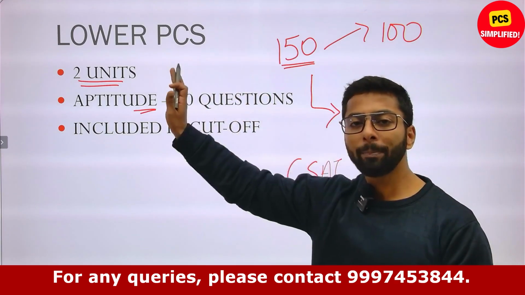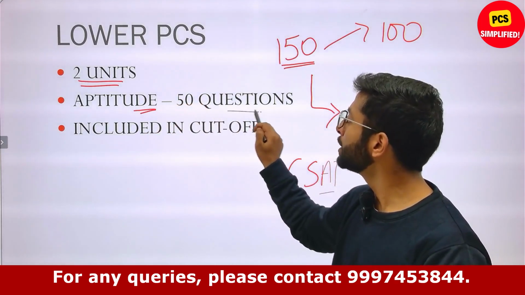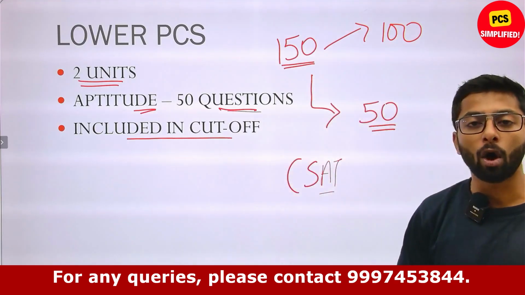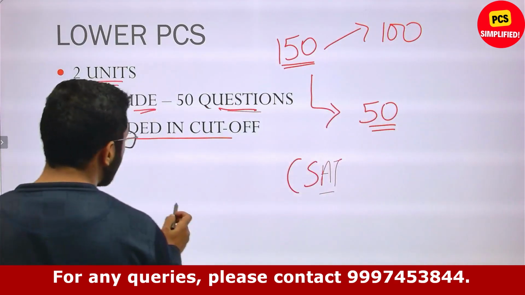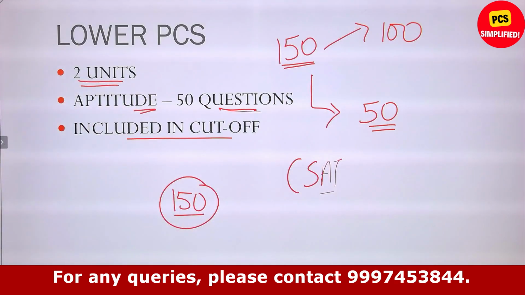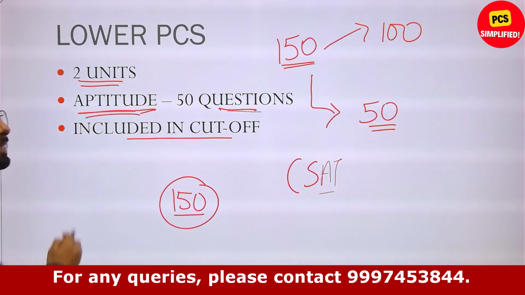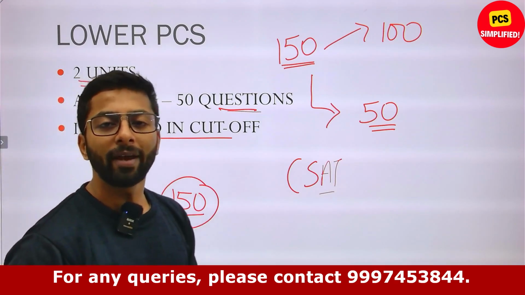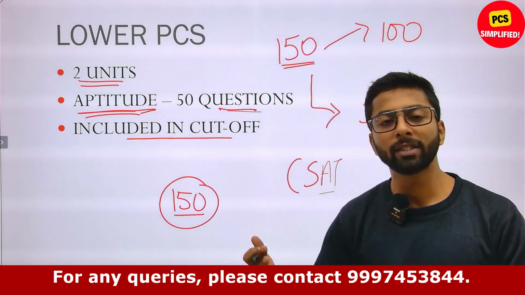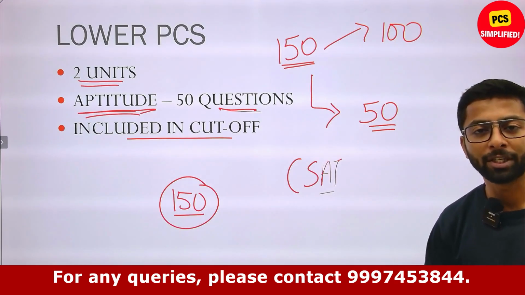However, in the lower PCS examination, the 50 aptitude questions are included in the cut off. That means your total cut off will be out of 150 itself, and in that particular cut off this section, the aptitude section, plays a very important role. And in this video we are going to discuss how exactly you are supposed to tackle this particular section.